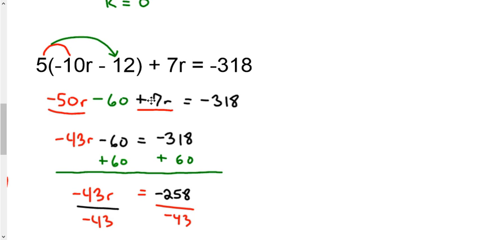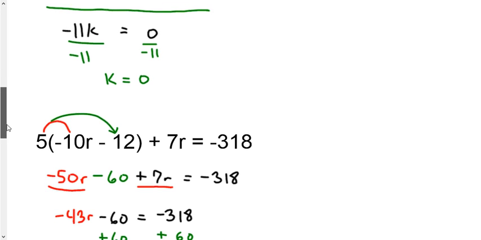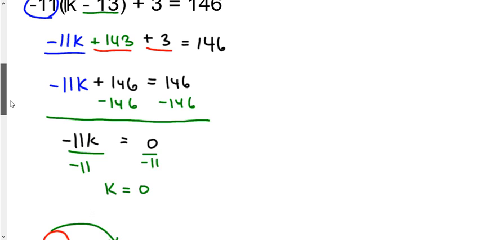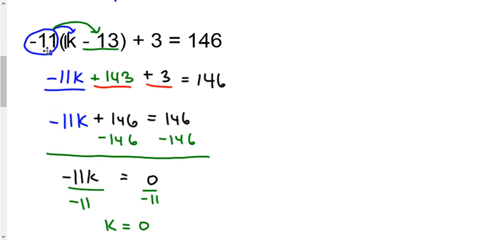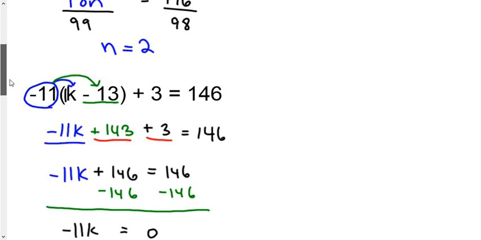But after you distribute, just look and see if there's any types of terms that you can combine. If you can, it'll save you a lot of headaches, a lot of confusion. Remember, if there is no number in front of a variable, just put a 1 in front of it. So negative 11 times 1 was negative 11. Add a k, so pull the k down. Just little things like that will keep you ready to go.